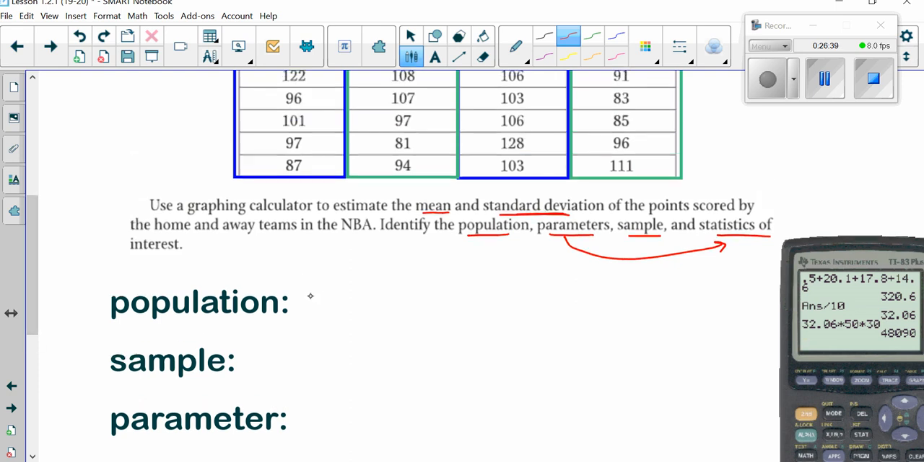The population would be all NBA teams. So all NBA teams. And I don't know how many there are. It didn't say in the problem. But you could be very specific. If it said in the problem how many there were, I would say how many there are. So all NBA teams, the sample would be just the 16.